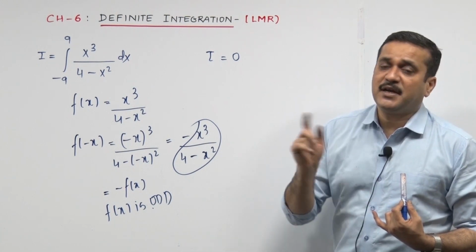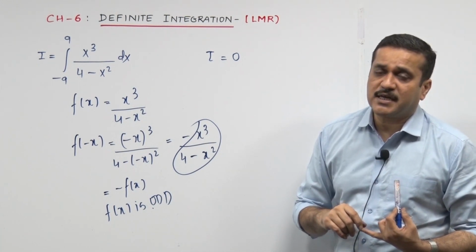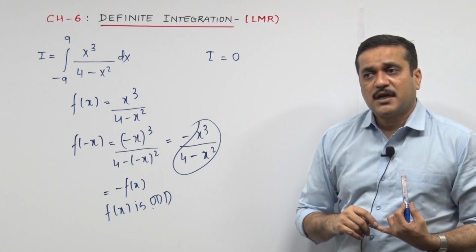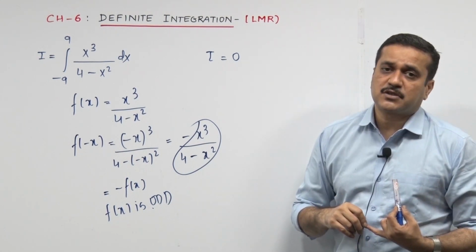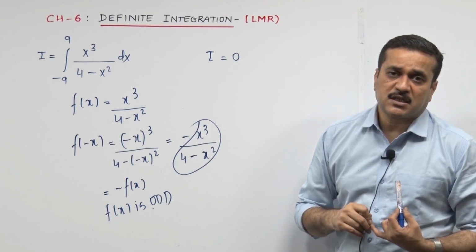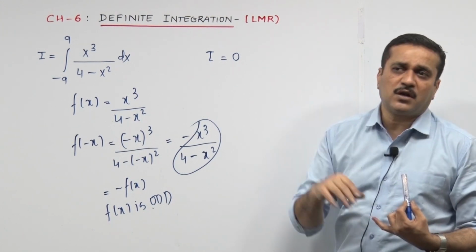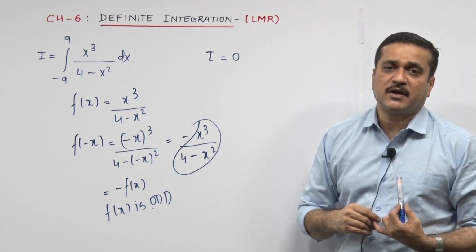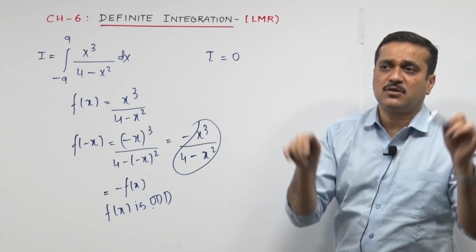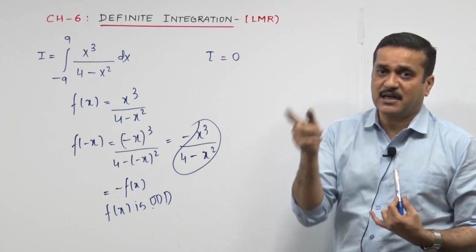Coming back one more time, integrate minus a to a f of x dot dx goes 0 if the function is odd. It becomes twice integrate 0 to a f of x dot dx if the function is even. With this, I put an end to this chapter 6 ka LMR session. It was a small cameo thing, but I hope everybody would have appreciated that he picked up the right things as far as the second part is concerned.